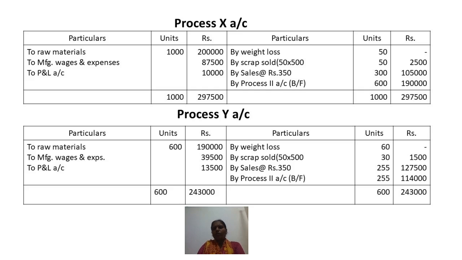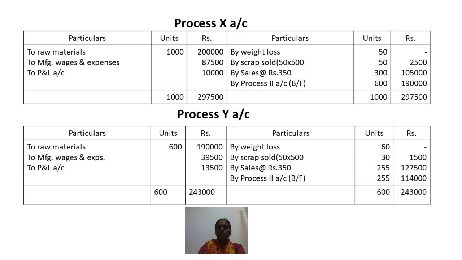Out of the 900, 2/3 is transferred to the next process, that is process Y, and 1/3 is sold out. That is, out of 900, 2/3 is 600, and the left out is 300, which is sold at the rate of rupees 350. So that should be considered as sales. And the next one is transferred to the next process, that is process Y account, that is 600 into, what is the balancing figure we have to find out now.